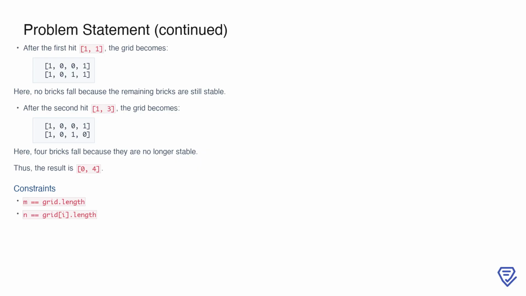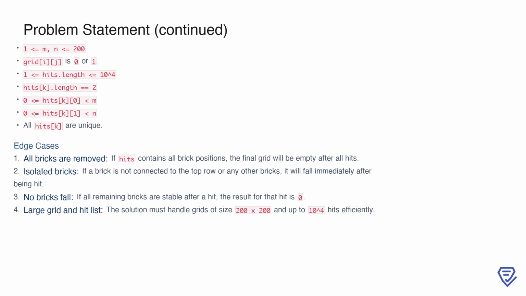Finally, let's review the problem constraints and edge cases. The grid dimensions m and n can range from 1 to 200. Each cell in the grid is either 0 or 1. The number of hits can be as large as 10^4, and each hit specifies a unique pair of coordinates within the grid. Some edge cases to consider include scenarios where all bricks are removed, leaving an empty grid, or cases with isolated bricks that fall immediately when hit.